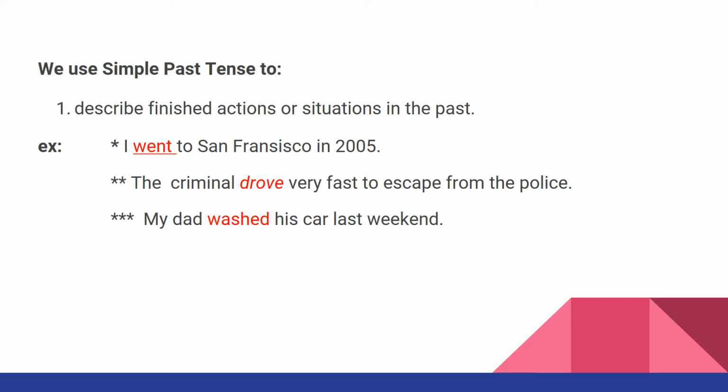We use simple past tense, number one, to describe finished actions or situations in the past. For example, I went to San Francisco in 2005. The criminal drove very fast to escape from the police, and my dad washed his car last weekend. As you can see in these three examples, went, drove, and washed are used in past forms because they all happened in the past and they are finished actions.